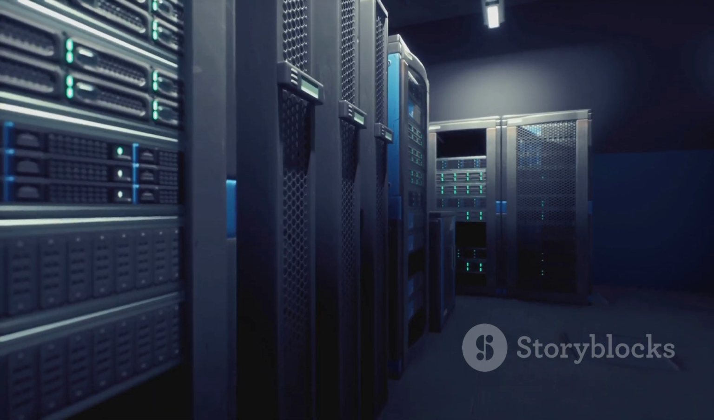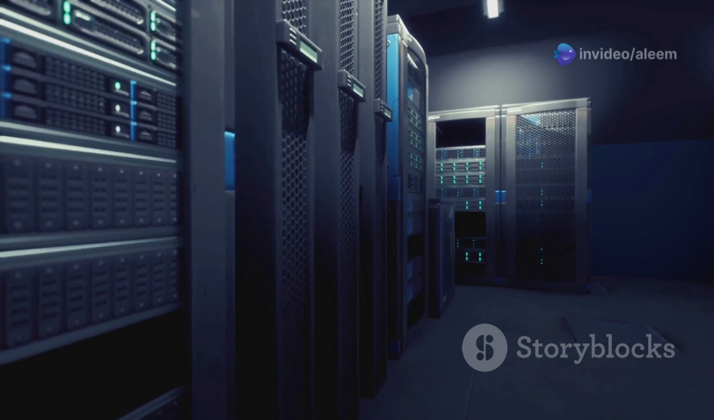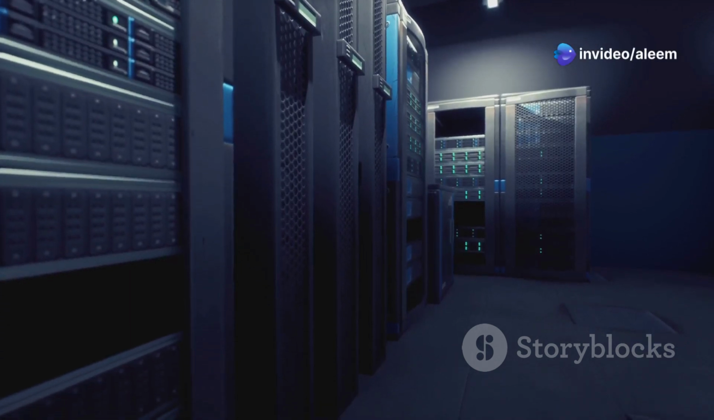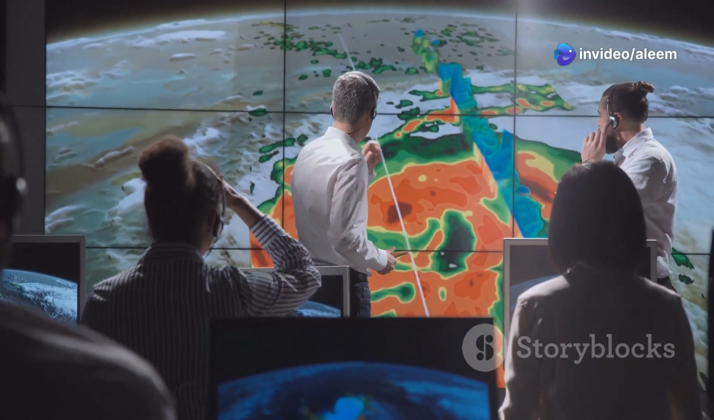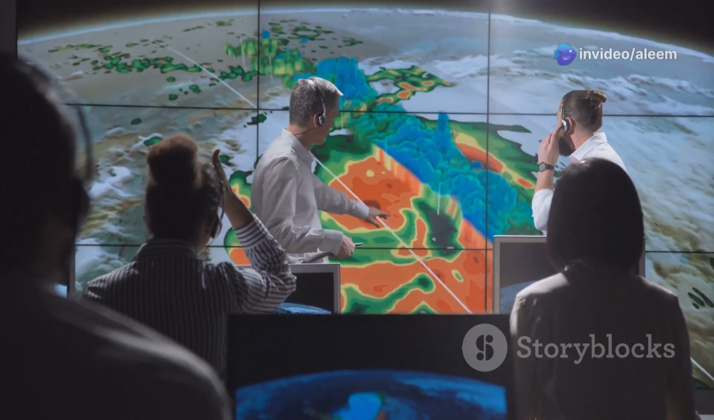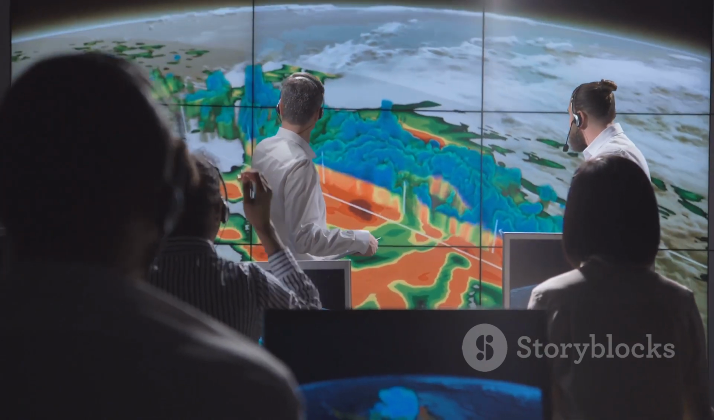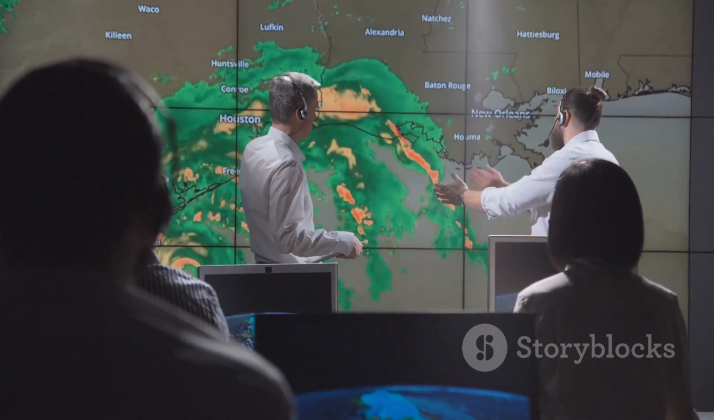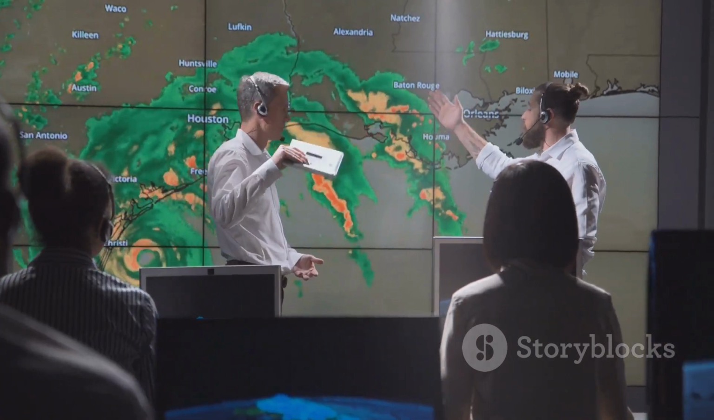These machines are at the forefront of technological advancement, pushing the boundaries of what is possible. They're used for complex scientific simulations, weather forecasting, and research. These applications require immense computational power to model and predict complex systems accurately.